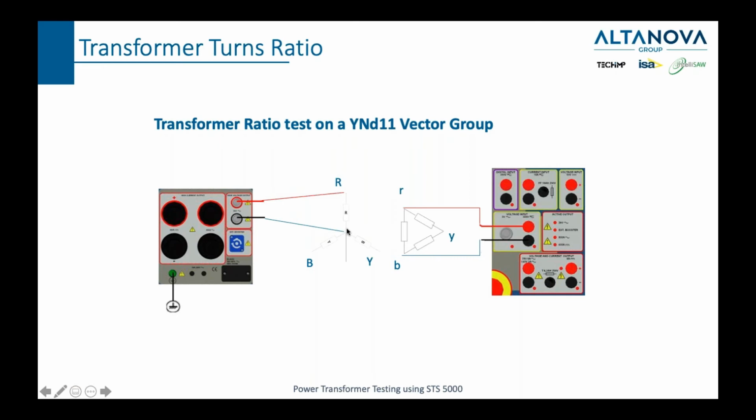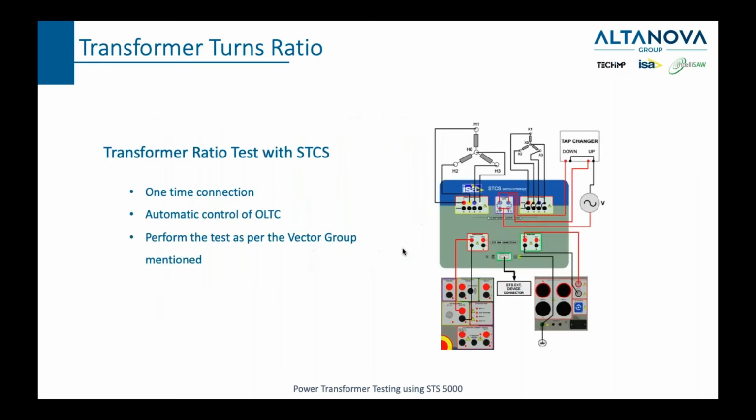This is how we will connect. So we will connect on phase A and let's say phase R, and then here the same. We will perform 2 tests and we will get the vector group of the transformer. And if we want to do it quicker, as we mentioned before, we can use STCS Plus or STCS. Later we'll talk about the differences, but long story short, it is one-time connection device.